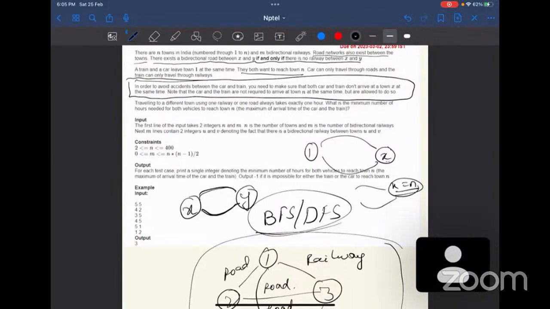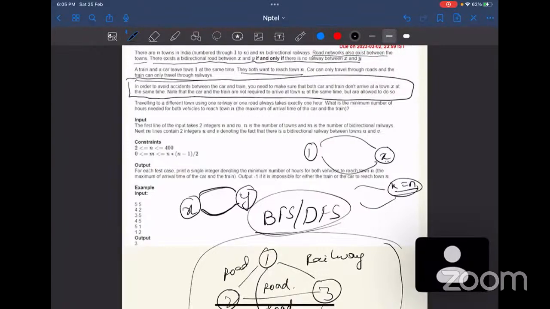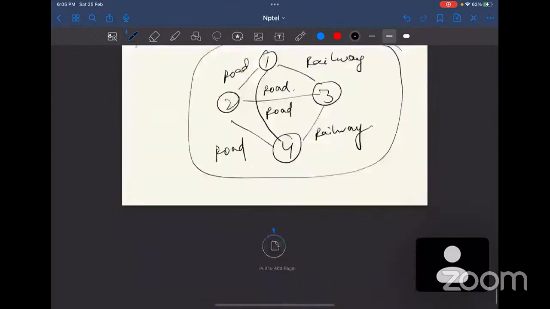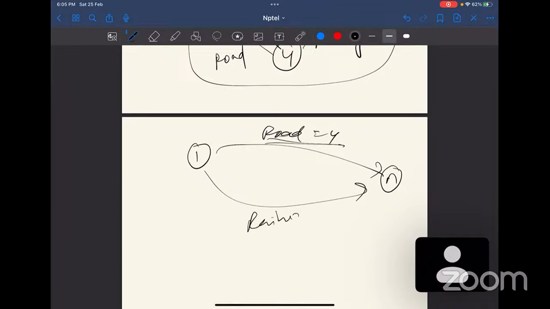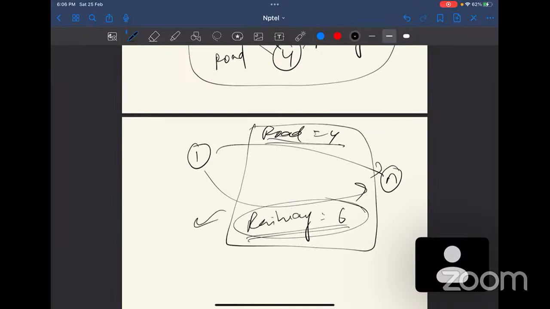Traveling to a different town using one railway, or one road, would always take exactly 1 hour. What is the minimum number of hours needed for both vehicles to reach town N? Let's say from 1 to N by road, it takes 4 hours. This is the minimum time by road, and by railway, it is taking 6 hours. This is the minimum time for railway. So what is the maximum of these? 6. So 6 will be our answer.